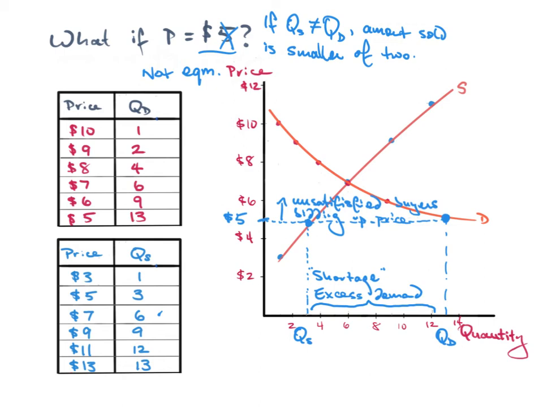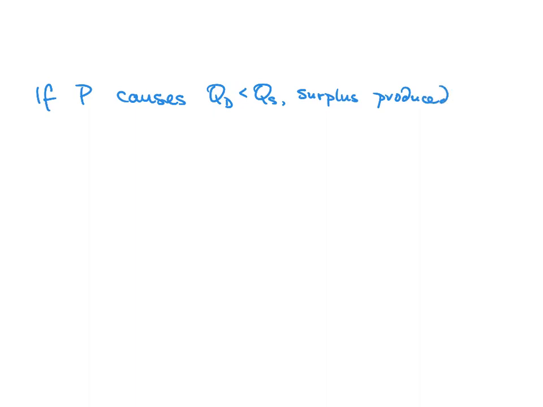So let me make a general statement. Okay. If the price causes quantity demanded to be less than quantity supplied, there is a surplus being produced at that price. And this causes pressure to decrease the price. Okay, there's more being produced than people are purchasing.